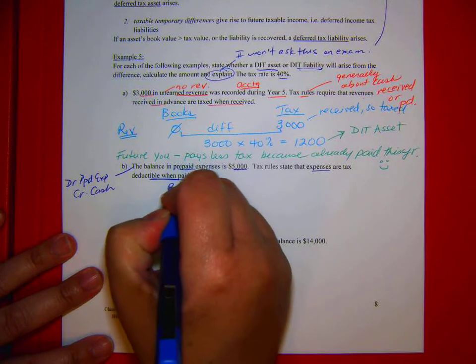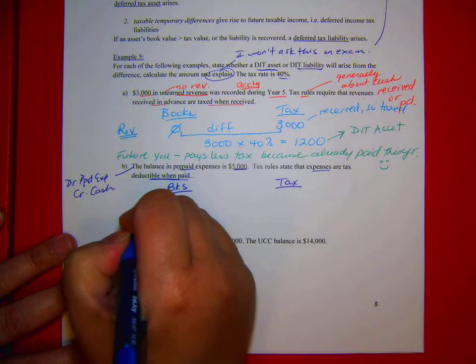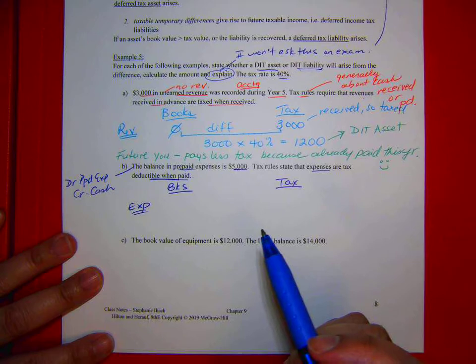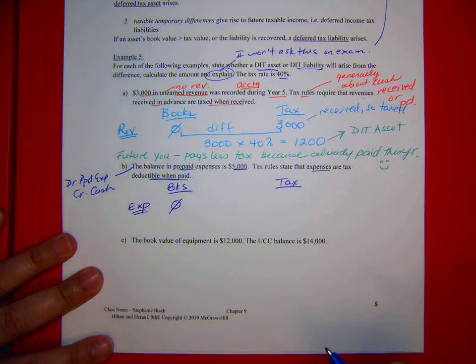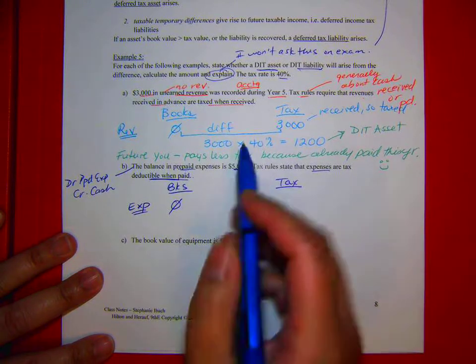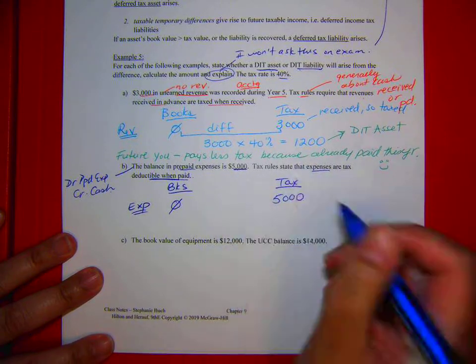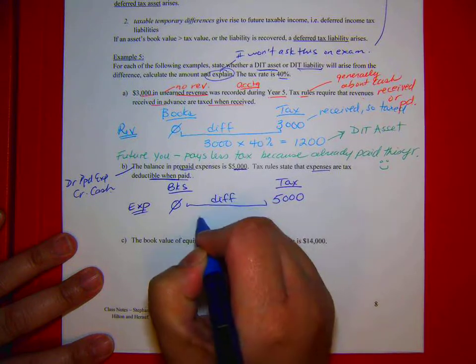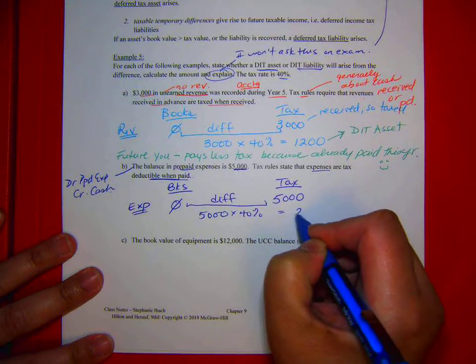So again, we're going to set up the same thing, our books and tax, and this time we're focusing on expenses. So on our books, did we record any expenses? Nope, it's all in prepaid. Were we able to deduct any expenses? Yes, because we obviously paid $5,000 in cash. So again, the difference is 5,000 times 40%, which is 2,000.